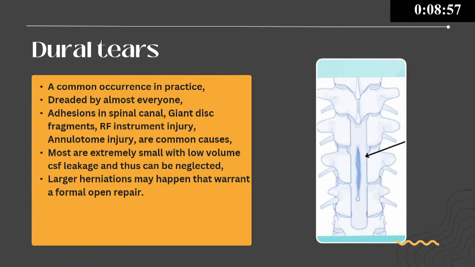The video I'm showing is definitely because of my instrument, but you need to understand what happens is when we try to pull out the flavum, and in chronic stenosis, the flavum has a very tight adhesion to the dural sac because of very strong Hoffman's ligaments, and that is what usually causes the tears. However, apart from this, giant discs, RF instrument injury, annulodome injury are also very common causes of dural tears.